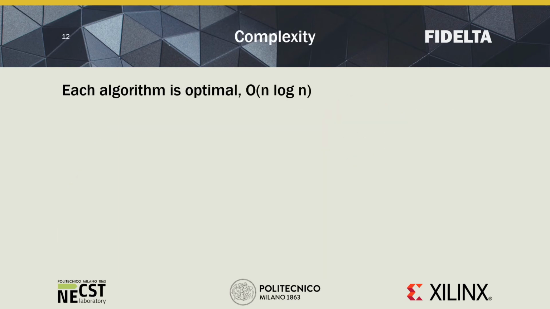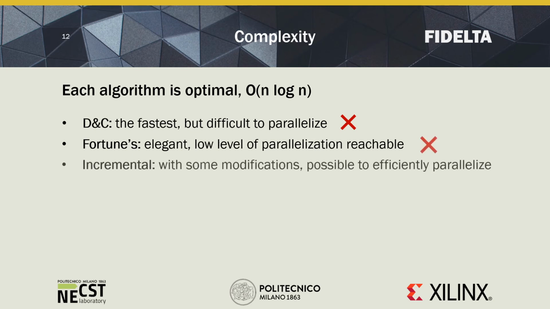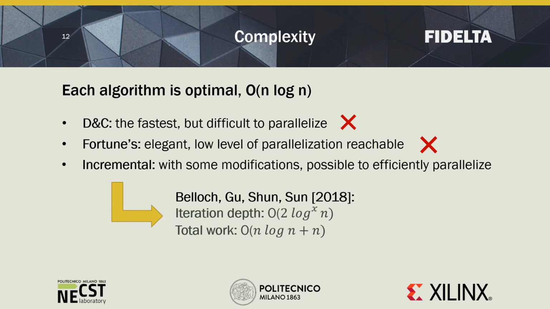Each of the 3 methods mentioned above can achieve the optimal time complexity of n log n. The divide and conquer is in practice the fastest, but its implementation can be tricky when it comes to parallelizing it. Fortune's algorithm is very elegant, but we think that the degree of parallelization reachable here would be quite shallow and focus more on lower-level operation optimization. The incremental is instead the one we'll implement. As proven by Blelloch and others, with some modification we can achieve a high level of parallelization and a polylogarithmic iteration depth, while maintaining the algorithm simplicity.